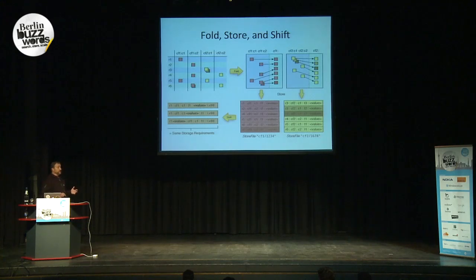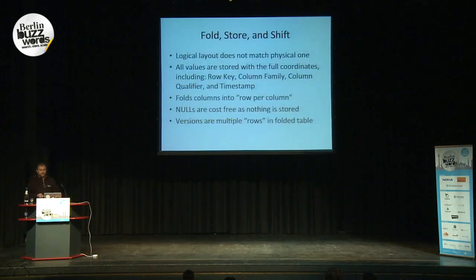Which means also that if you have no value in a row, there is no row. The row actually physically is a collection of column values. If you have no column value, no row. So you can't store an empty row key, for example. You would have to at least store an empty byte. So this is what I call fold, store, and shift.